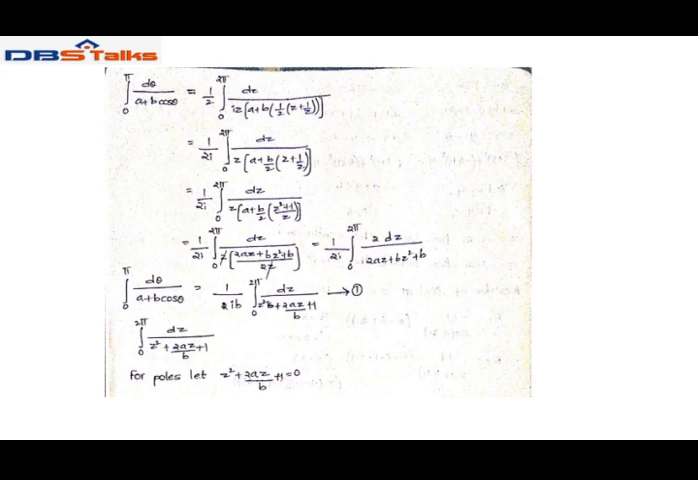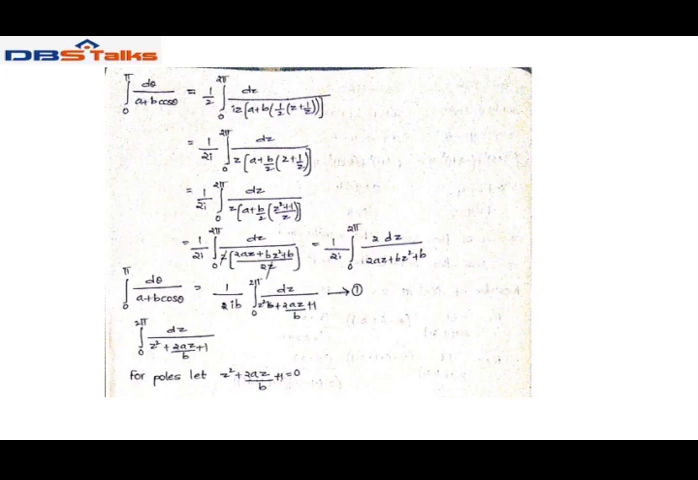i is a constant, so we write it outside the integral: 1 by 2i integral 0 to 2 pi dz by a plus b by 2 into z plus 1 by z. Taking LCM, that is 2z, that equals 1 by 2i into integral 0 to 2 pi dz by z into 2z. So numerator is 2az plus bz square plus b. So that equals 1 by 2i integral 0 to 2 pi 2 into dz, denominator value is bz square plus 2az plus b.